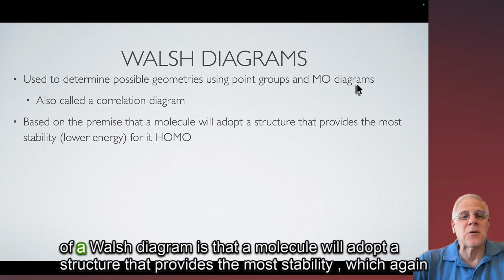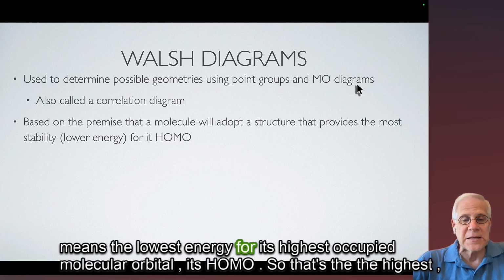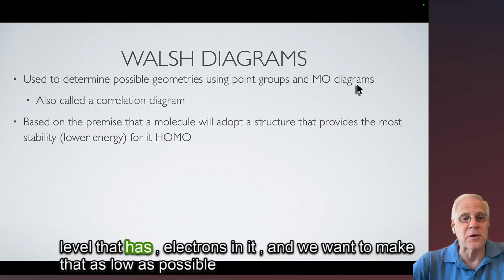But the premise of a Walsh diagram is that a molecule will adopt a structure that provides the most stability, which again means the lowest energy, for its highest occupied molecular orbital, its HOMO. So that's the highest level that has electrons in it, and we want to make that as low as possible.